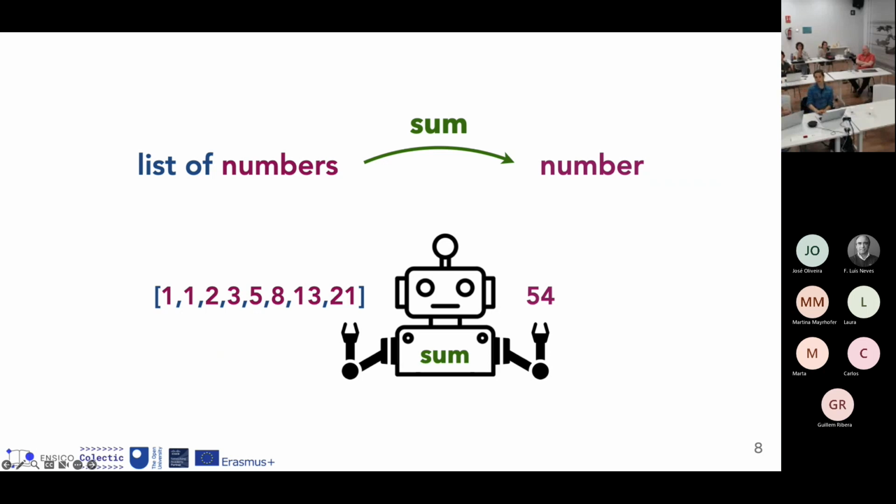So we can think of a transformation as a robot, okay, that takes as input something and outputs something else. In this case, the robot sum takes a list of numbers as input and outputs a number as a result. And this number is precisely the sum of all numbers on the left.